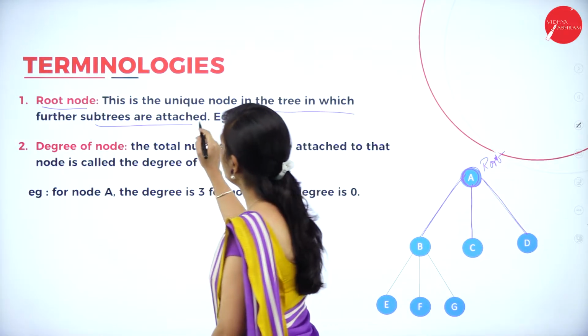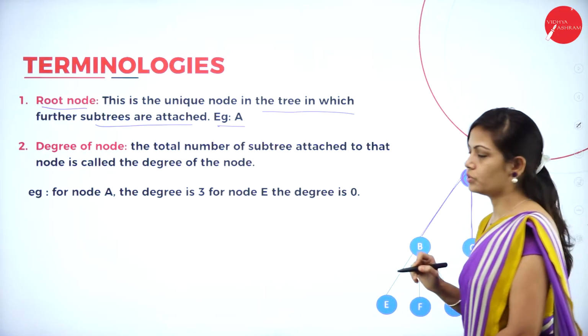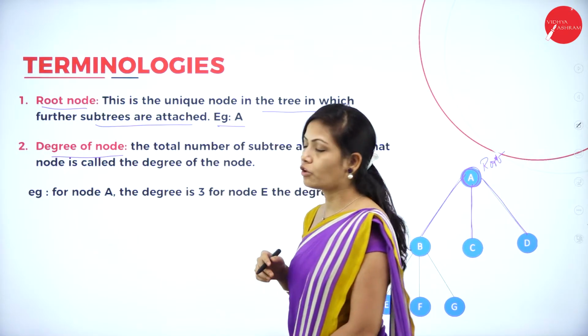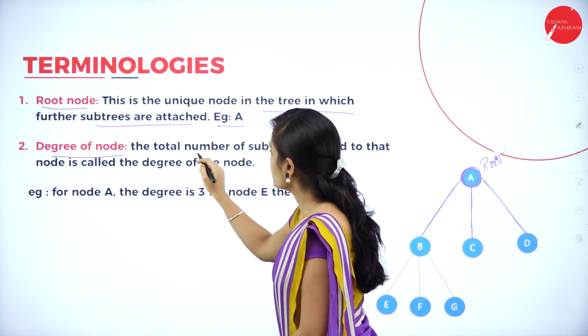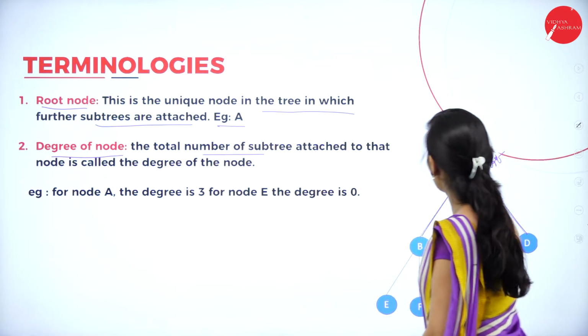And here, an example for the root node is A, which is called the root. And next is degree of a node. So what is the definition of the degree of a node? The total number of subtrees attached to that node.